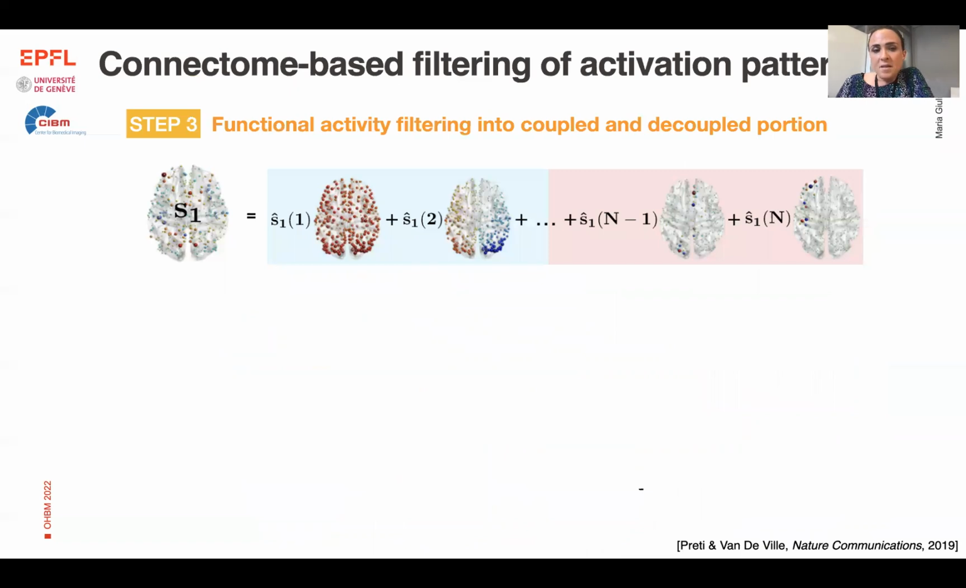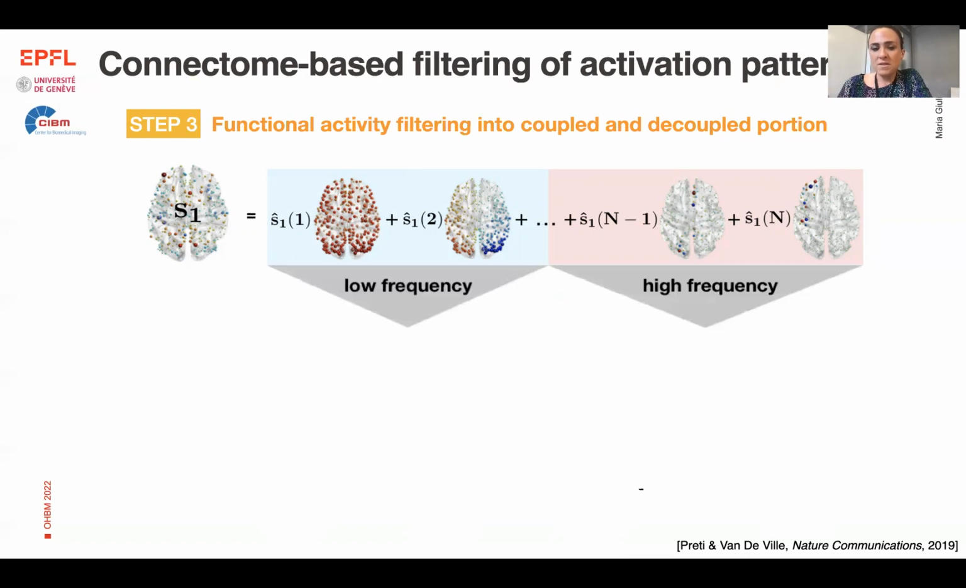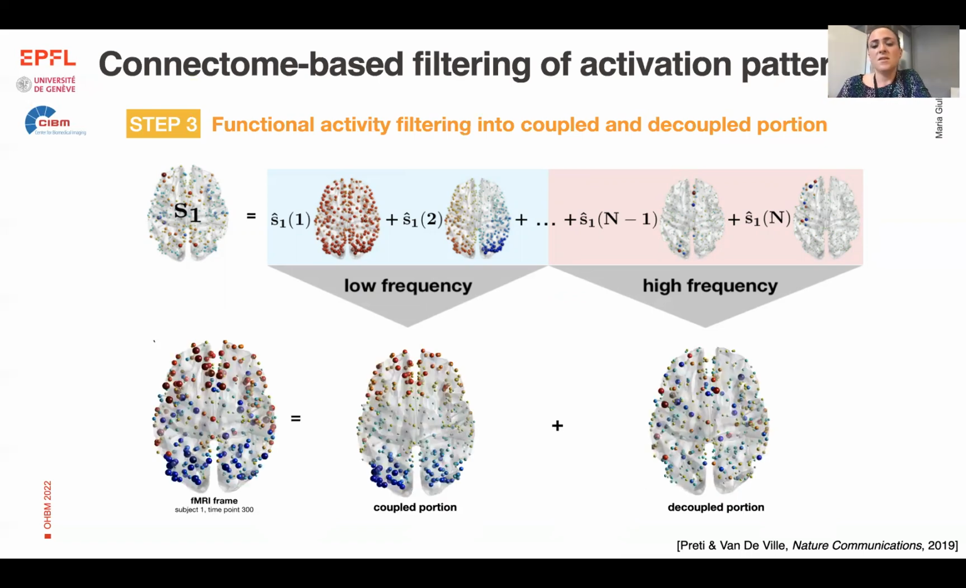Then the third step, after functional activity decomposition, or translation into the spectral domain of the structural connectome, is the filtering of this functional signal. The functional signal, let's say S1, the frame at time point T1, is split into two components, one that only includes low frequencies and one that only includes high frequency structural harmonics. So this is a real example.